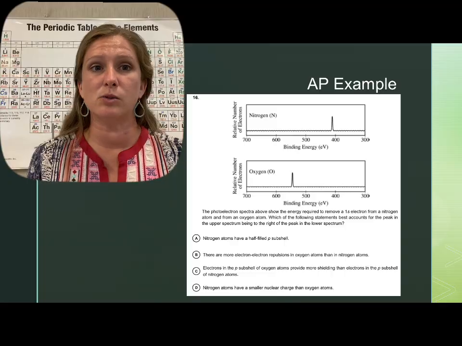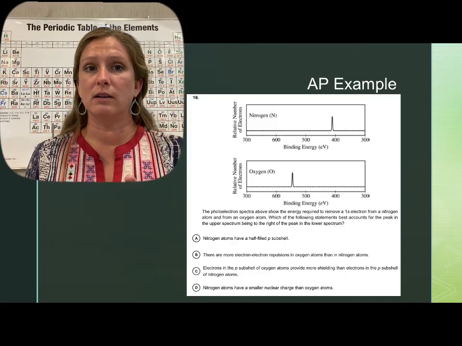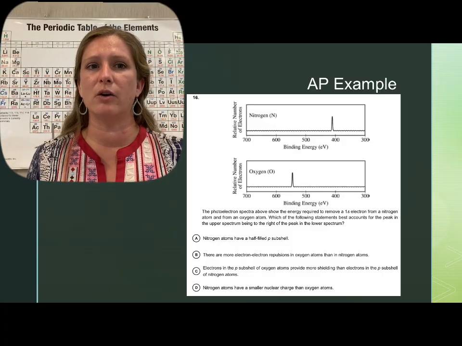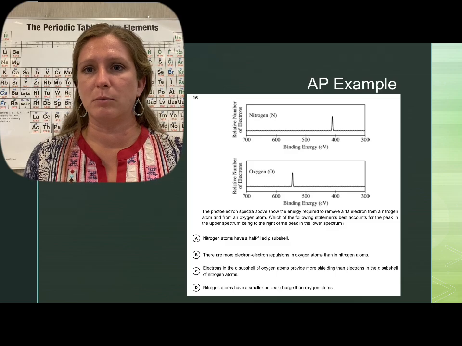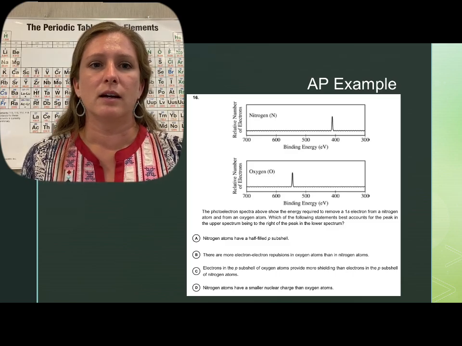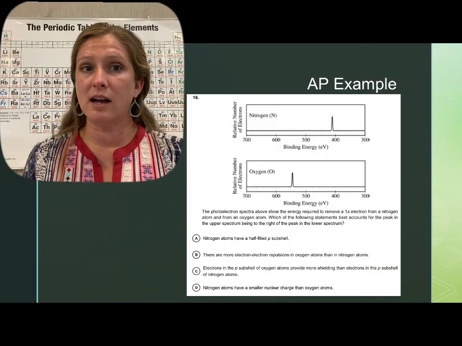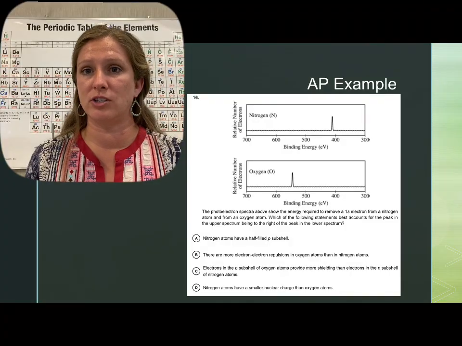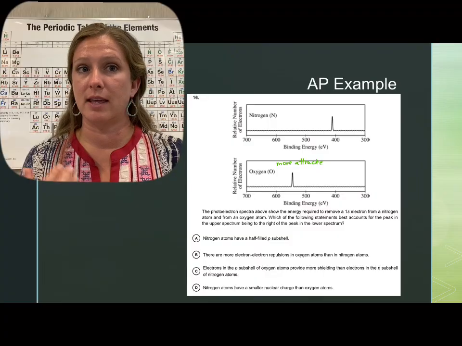Okay, so the next question is asking us to compare the same orbital from 2 different elements. So pause the video, see if you can figure out what this is getting at, and then unpause the video and see how you did. Okay, so in this case, what we see is that the oxygen 1s orbital has higher binding energy. It's more attracted to the nucleus than the nitrogen.